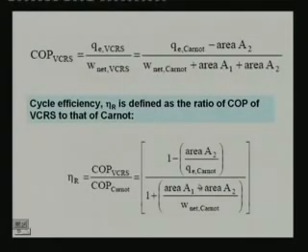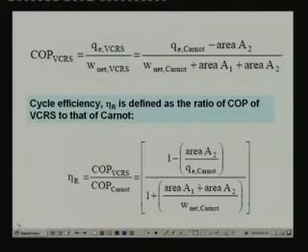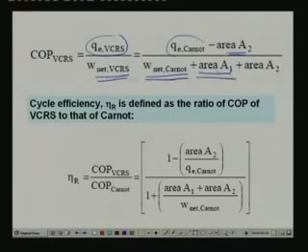For example, COP of the vapor compression refrigerant cycle is defined as the refrigeration effect of the vapor compression refrigerant cycle divided by the net work input. QE of the vapor compression cycle is written as QE Carnot minus throttling area A2, and the work input of the standard cycle can be written as work input to the Carnot cycle plus superheat horn area A1 plus throttling area A2.